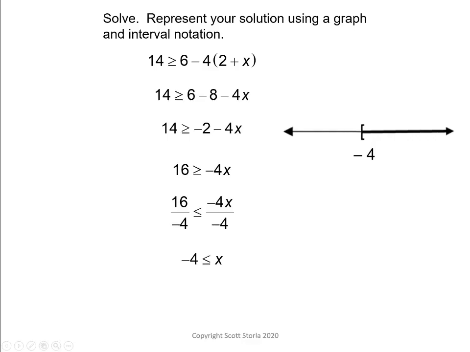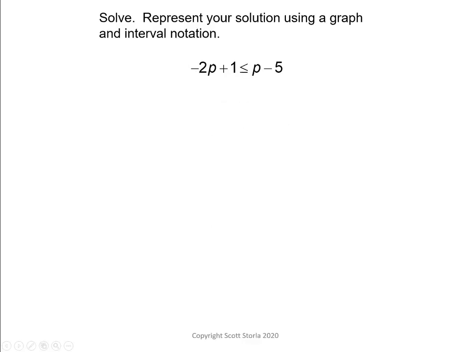Here's my graph and my interval notation. For this problem, even though our strategy so far has been to add 2p to both sides so that we have a positive coefficient, I'd like you to solve this one by subtracting p from both sides, just to show that you can do it as long as you know how to handle a negative coefficient. Give it a try.